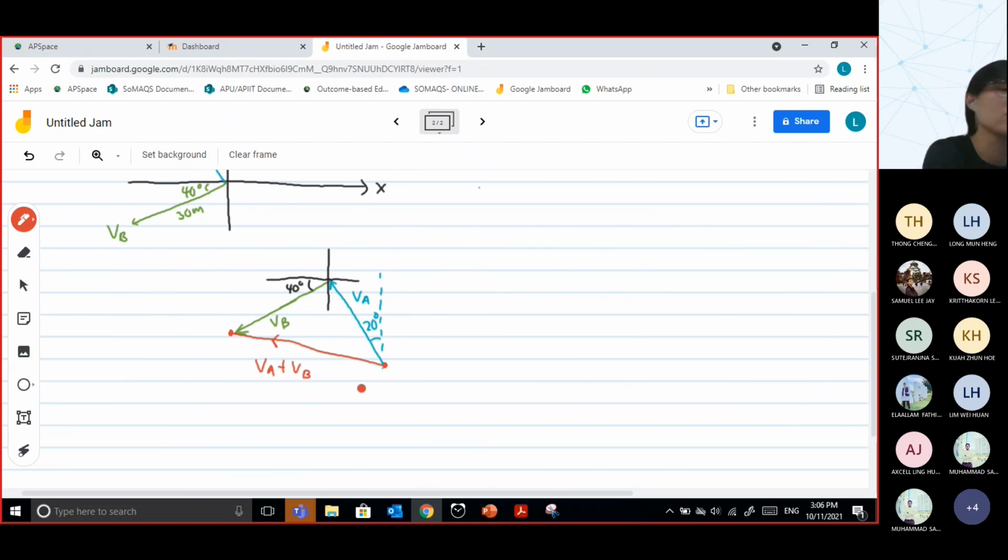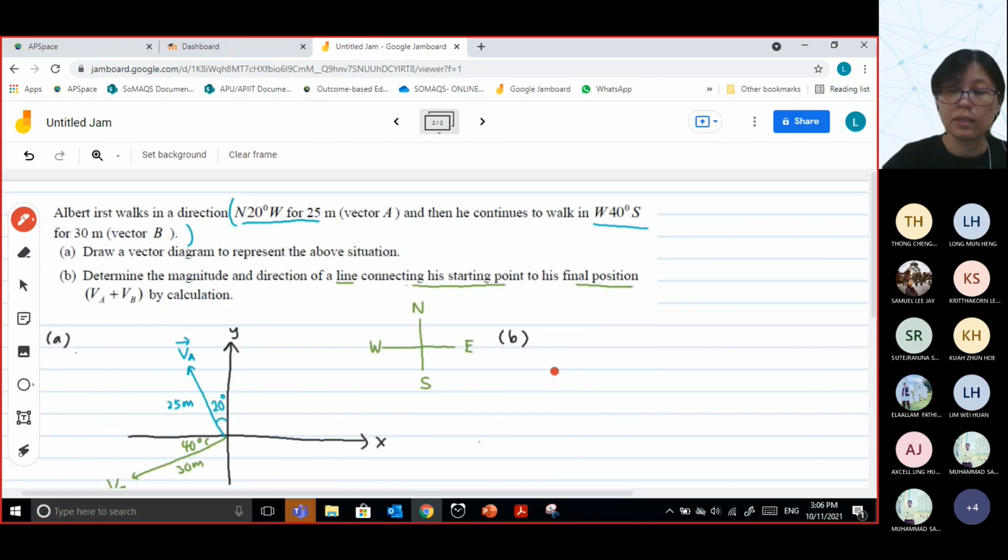Anyway, the question already tells you, but I'm just trying to explain why the line from the starting point to the final position is actually VA plus VB. I give you a few seconds to digest this diagram. Then we return back to the question. So now you need to calculate the magnitude and direction. Basically, you calculate as I showed you previously, the horizontal component, because you want to find the resultant vector.